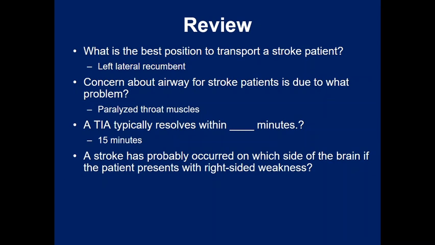A stroke has probably occurred on what side of the brain? Oh, this is good. If the right side of my body is weak, what side of the brain is affected? Is it my right or left side? It's my left side. This is interesting because our brain crosses the nerves from each half of the brain to the other half of the body. So my left brain controls my right side of my body for whatever reason. It's a mystery, but that's just a fact of life. So if I'm having a left-sided stroke, my right side of my body has symptoms.